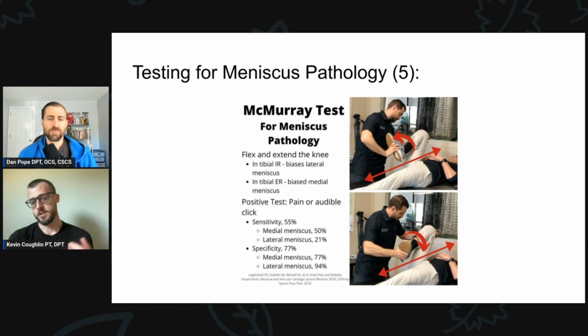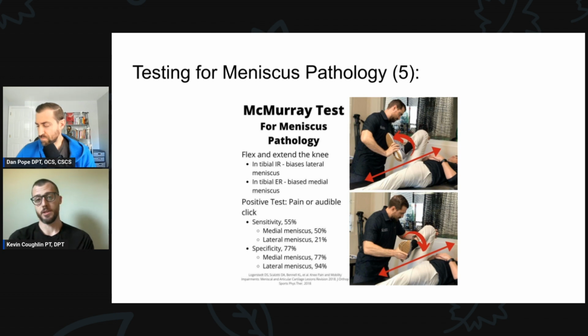I think in combination with all the other things, you could feel somewhat confident in a positive test here. And then the sensitivity of the McMurray's for the lateral meniscus is 21%, so not great. And the specificity for the lateral meniscus is a lot better. That's 94%. So I think zooming out, what does that tell us? If you get a negative test with a McMurray's on either the lateral or medial meniscus, it doesn't do a great job of ruling it out. We're not so confident that they don't have a meniscus tear.